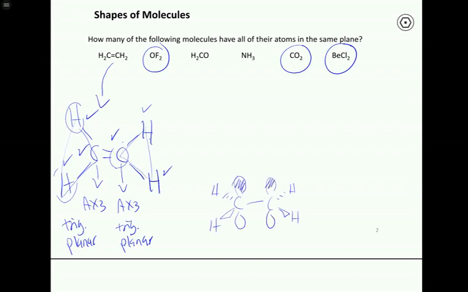So this is sort of taking it to another level, but it's also important to think about. When we do this, in order to maintain that side-to-side overlap and form this pi bond here, you need to have the two molecules in the same plane. If you try to twist these two relative to each other, you're going to break the pi bond.